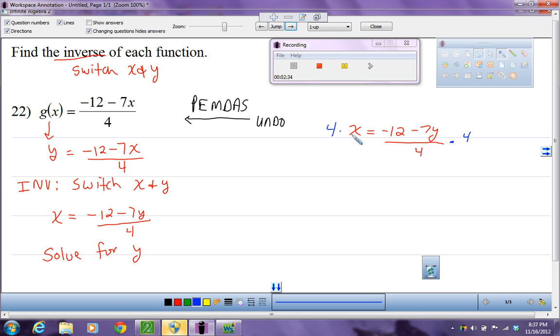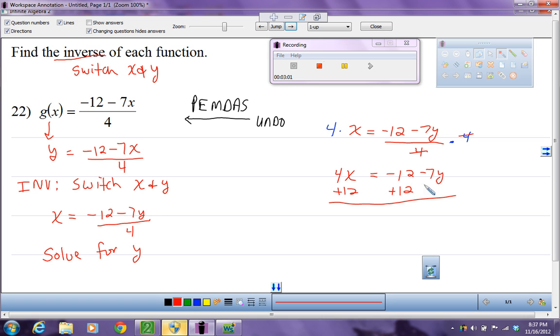So we multiply by 4 here, and we end up with 4x equals negative 12 minus 7y, simply because that allows us to cancel those 4's there. Okay, so now we can do our addition and subtraction, which is our minus 12 right here. It's like subtracting 12, so the inverse of that would be adding 12.